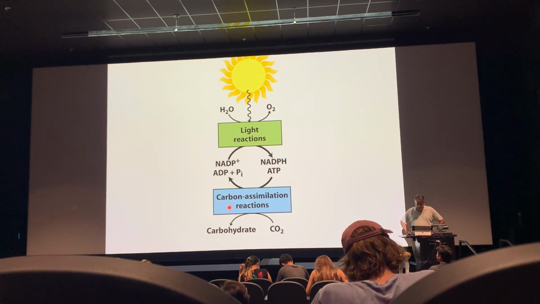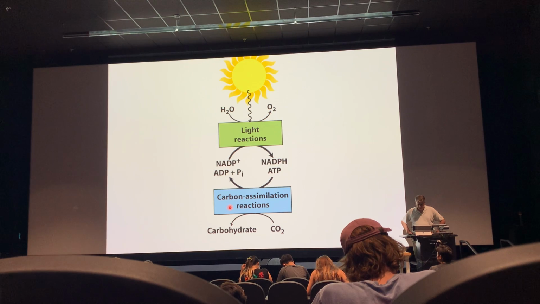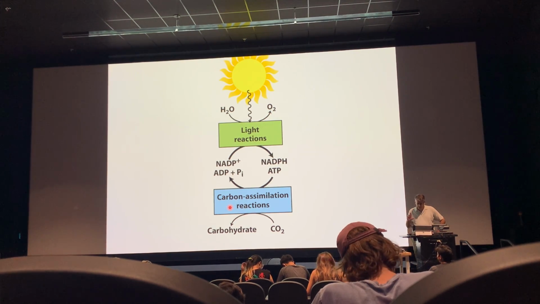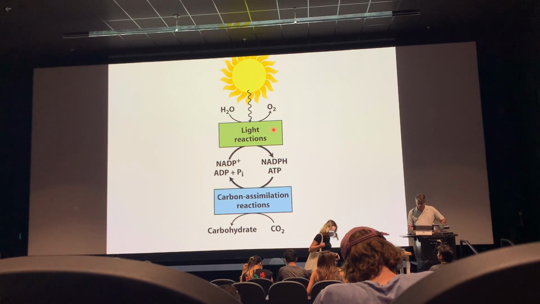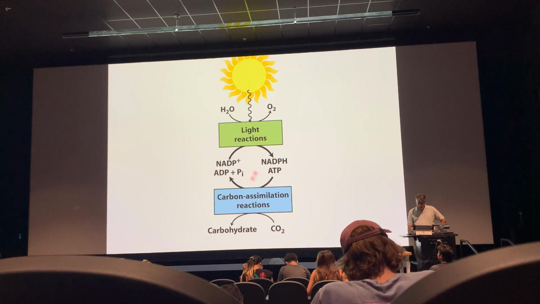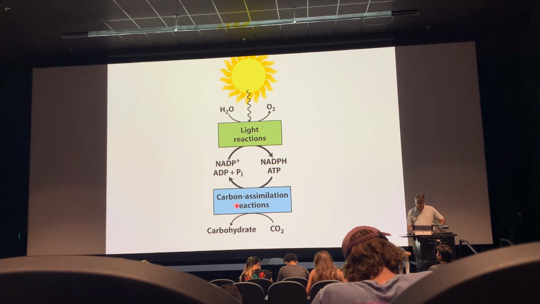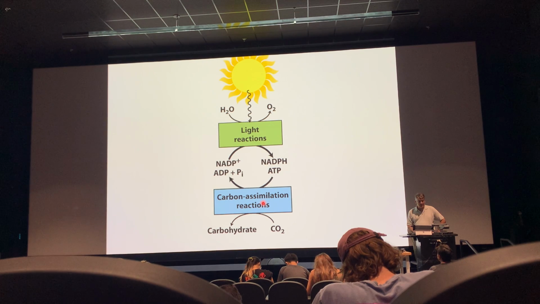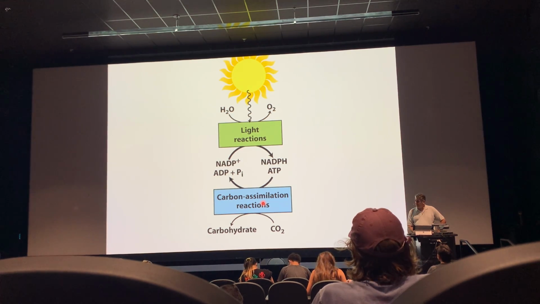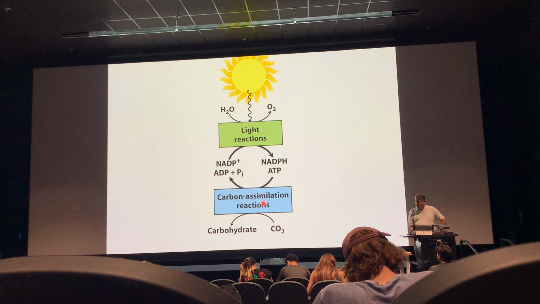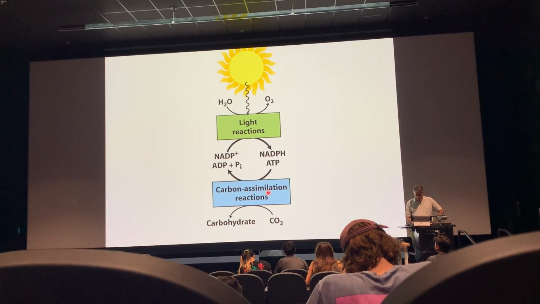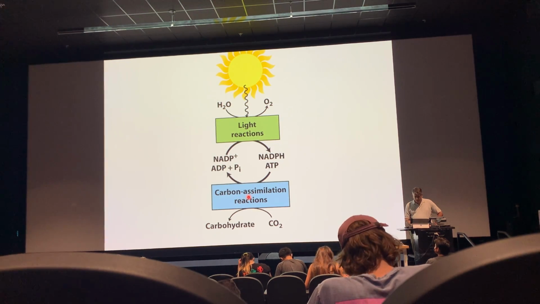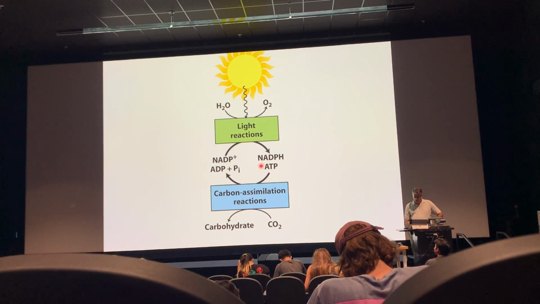So in this, we see that when you take a step back, these two sets of reactions, the light reactions involving photosystems 1 and 2, and these carbon assimilation reactions referred to as the Calvin cycle, named after Professor Calvin at UC Berkeley. He passed away many years ago, but he's credited with doing much of the work here. But there's two sources of energy.